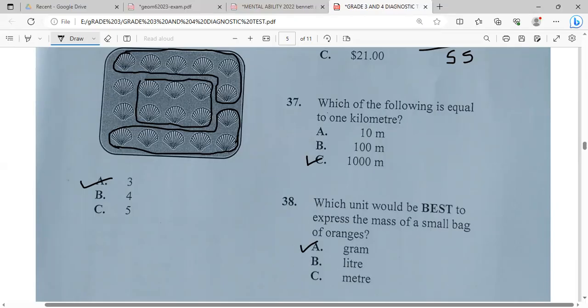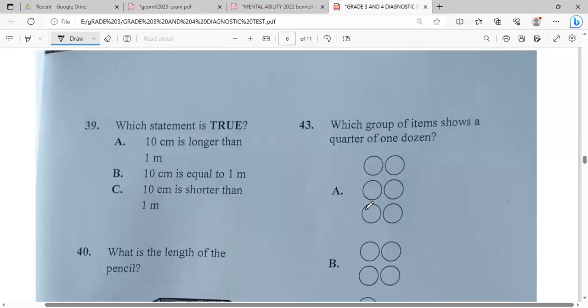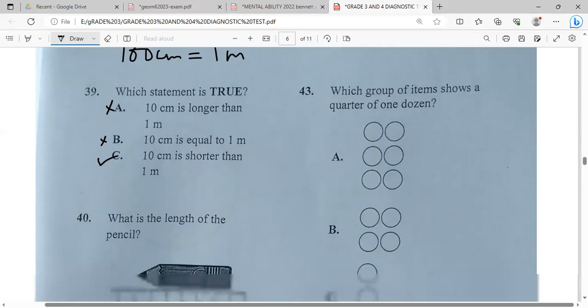All right, so let's move on to 39. Which statement is true? 10 centimeter is longer than 1 meter. Is that true? It actually takes 100 centimeter. Just recall, it takes 100 centimeter to make 1 meter. So that is not true. That is a lie. 10 centimeter is equal to 1 meter. That is not true. However, 10 centimeter is shorter than 1 meter.